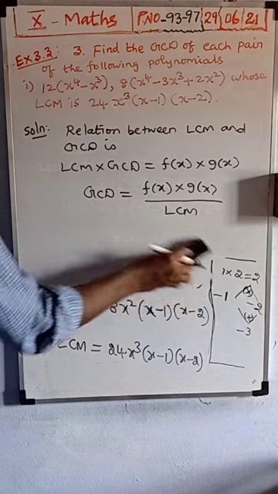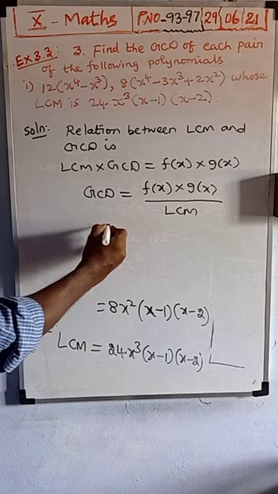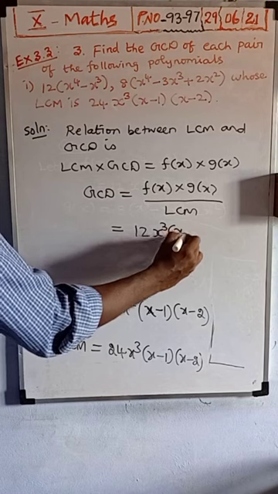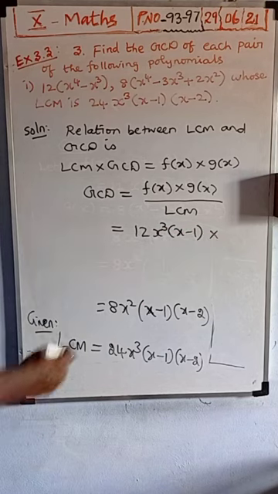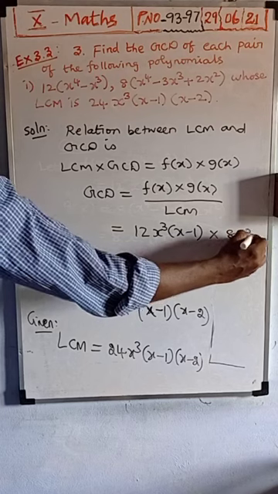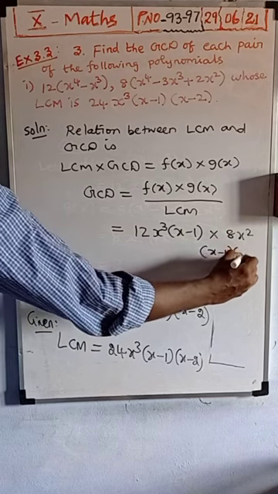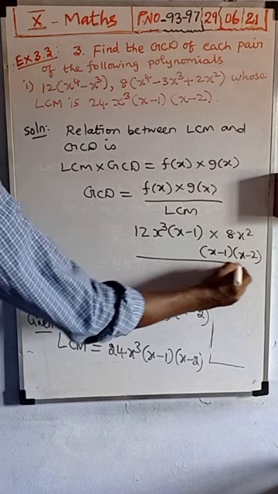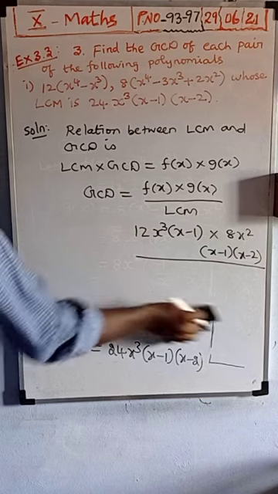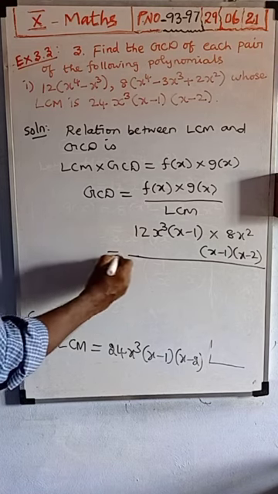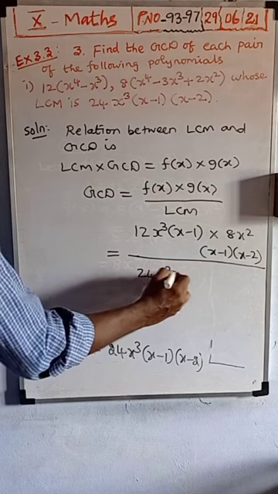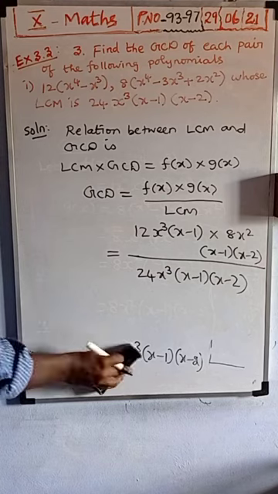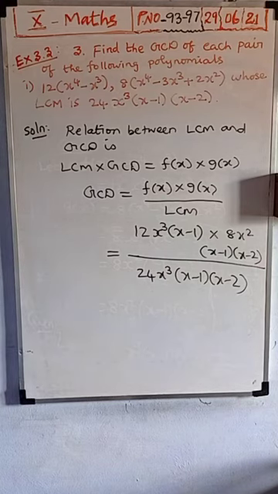Now substitute. f of x is 12 times x cube into x minus 1, and g of x is 8x squared into x minus 1 into x minus 2. Write them continuously, the whole divided by the LCM, which is 24 x cube into x minus 1 into x minus 2. Substitute the two polynomials and the LCM.